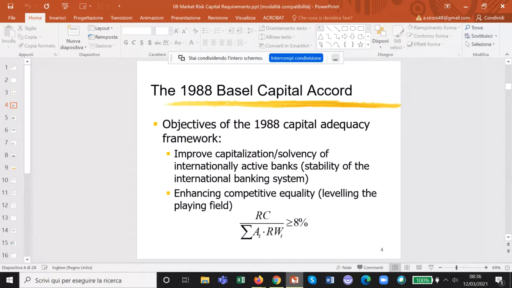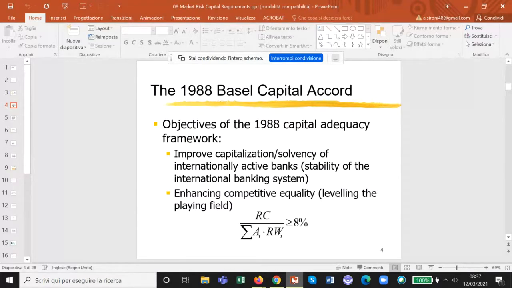Okay, so before we move to understand how capital requirements for market risk have been designed, let me give you a very brief introduction of the system of capital requirements. I mean, I'm saying a few things that most of you probably already know, but I think it's important to have this background knowledge, which is well understood by everyone.